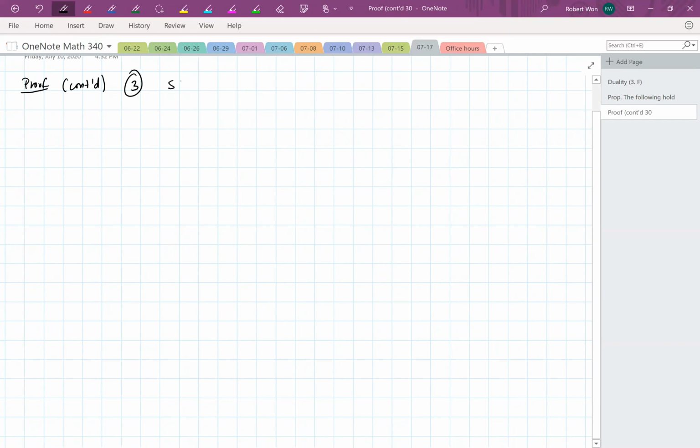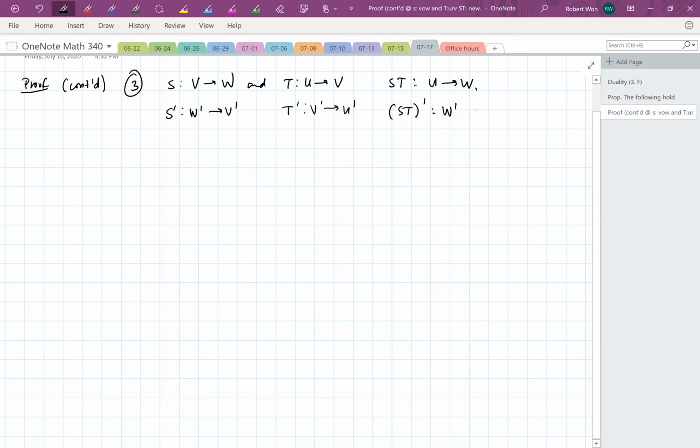So suppose that S goes from V to W, and T goes from U to V. That means that ST will go from U to W, just as we mentioned before, which means that S dual, T dual, and ST dual: S dual goes from W dual to V dual, T dual goes from V dual to U dual, and the dual of ST goes from W dual to U dual. So we should at least first note that T dual composed with S dual is also a map from W dual to U dual.